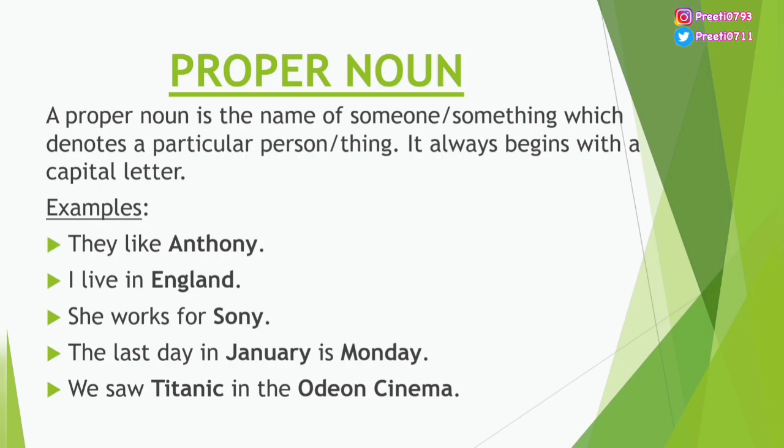Let us have a look at these examples again. Let's look at the first sentence. It says they like Anthony. So Anthony here is the name of a particular person. I live in England. England is the name of a particular place. She works for Sony. Sony is the name of a particular brand or company. The last day in January is Monday. January is the name of a particular month and Monday is the name of a particular weekday. We saw Titanic in the Odeon cinema. Titanic is the name of a particular movie and Odeon cinema is the name of a particular cinema house. So all of these words are referring to a particular place, person or thing. Proper nouns are those nouns which refer to a particular noun.